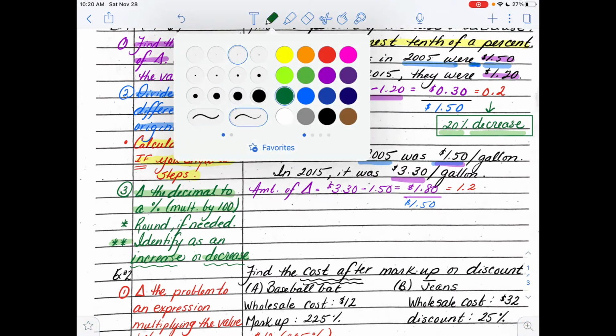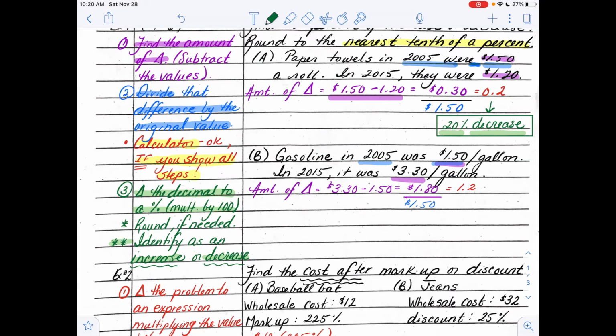Now let's change that by multiplying by 100. It's going to give me 120%. And now look at it. From $1.50 in 2005 to $3.30 in 2015, that is definitely an increase. So that's a 120% increase in those 10 years.